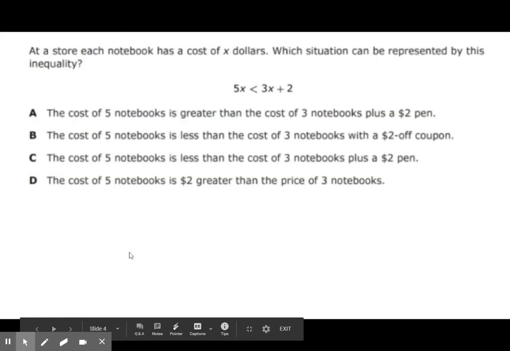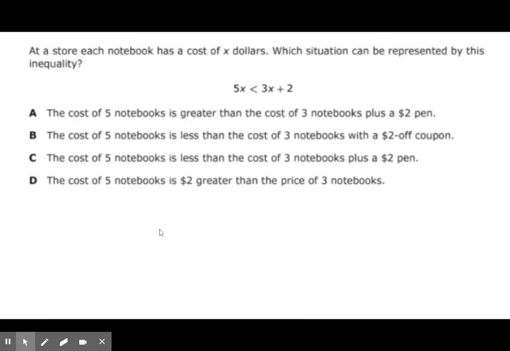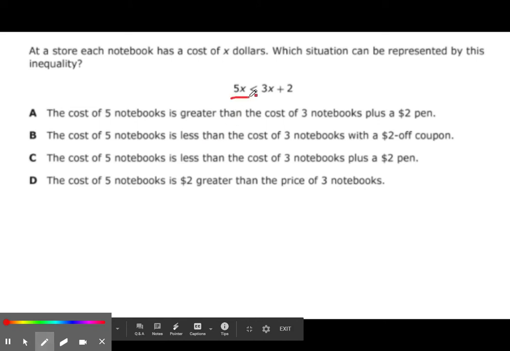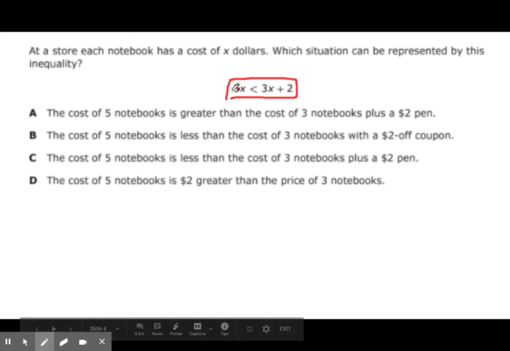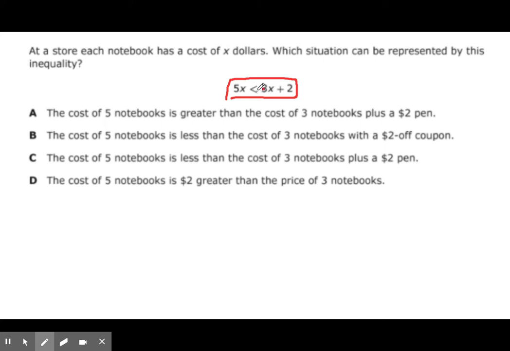All right, so at a store, each notebook has a cost of X dollars. Which situation can be represented by this inequality? So here is our inequality. I have 5 times X is less than 3 times X plus 2. So X is the cost of the notebooks. A notebook has a cost of X dollars. We don't know the cost of the notebook. That's our variable, our unknown value.